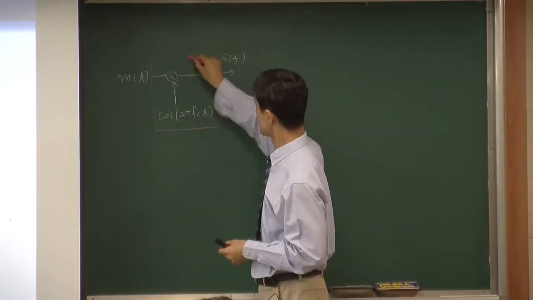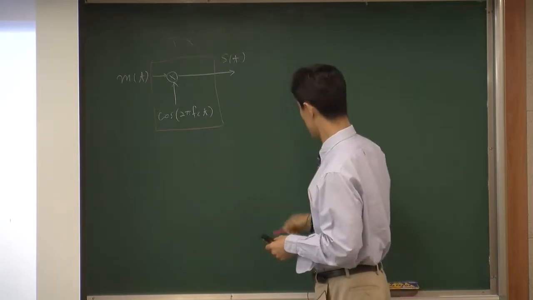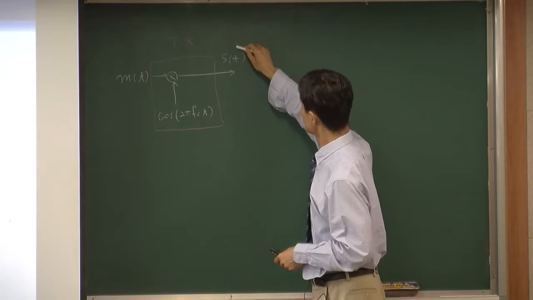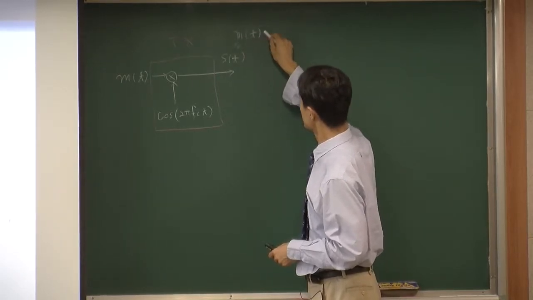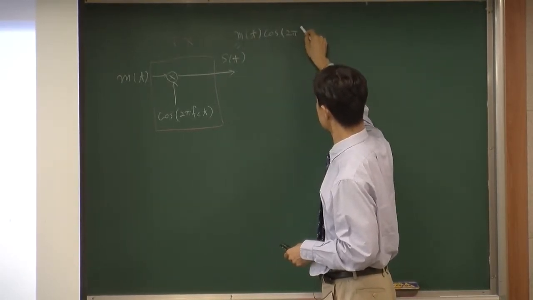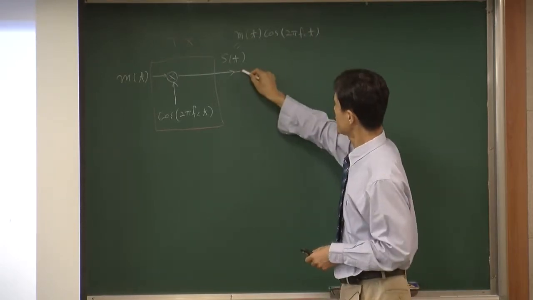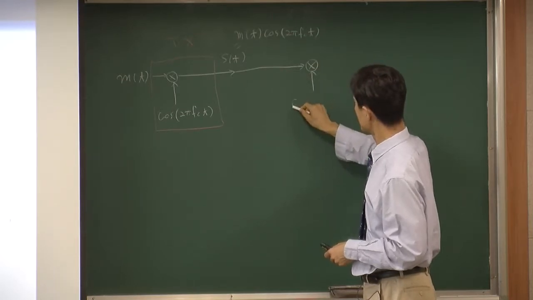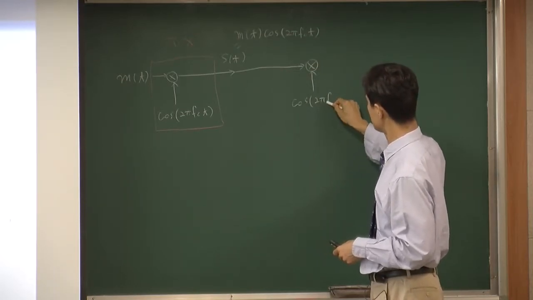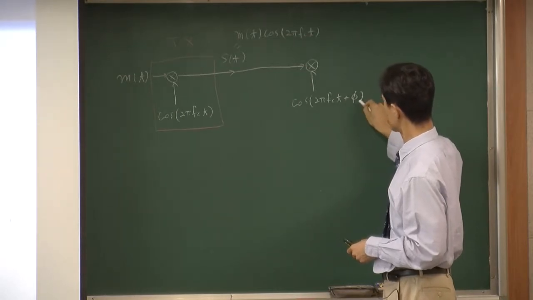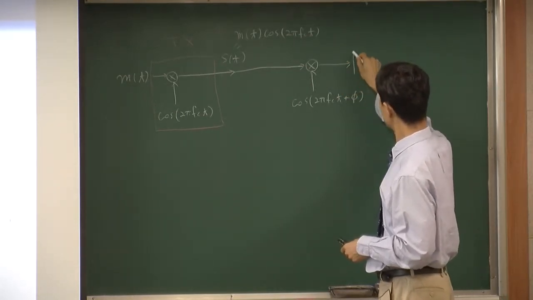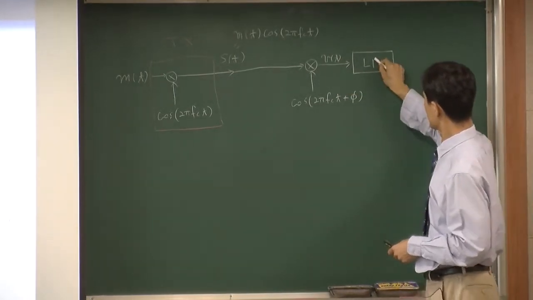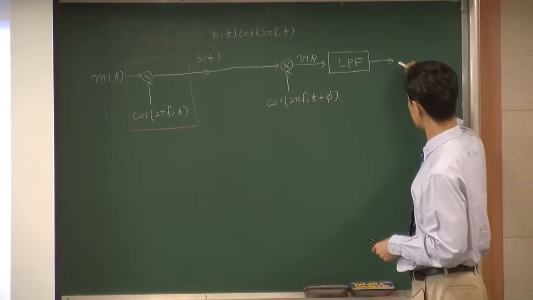This is a transmitter, TX. And this s(t) equals m(t) times cosine 2 pi fc t. Now this s(t) goes into the receiver. In the receiver, the first thing to do is multiply again by the cosine, but it may have a different phase. Right here, let's call it v(t). After that, you go through the low-pass filter.